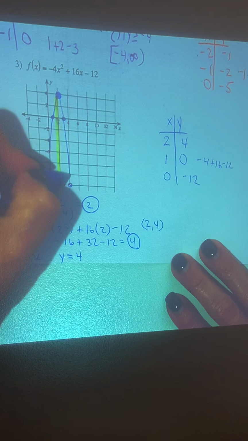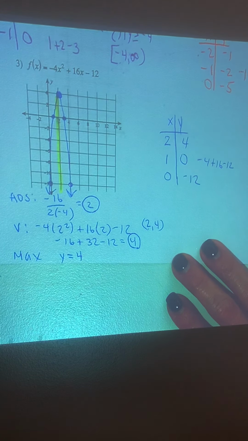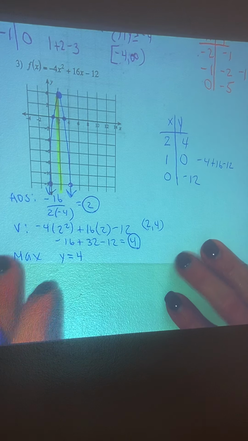Notice this is a skinny graph. Remember, fractions are fat. So therefore, this is a 4. Notice that's a skinny graph. All right, and what's left is my domain and range.